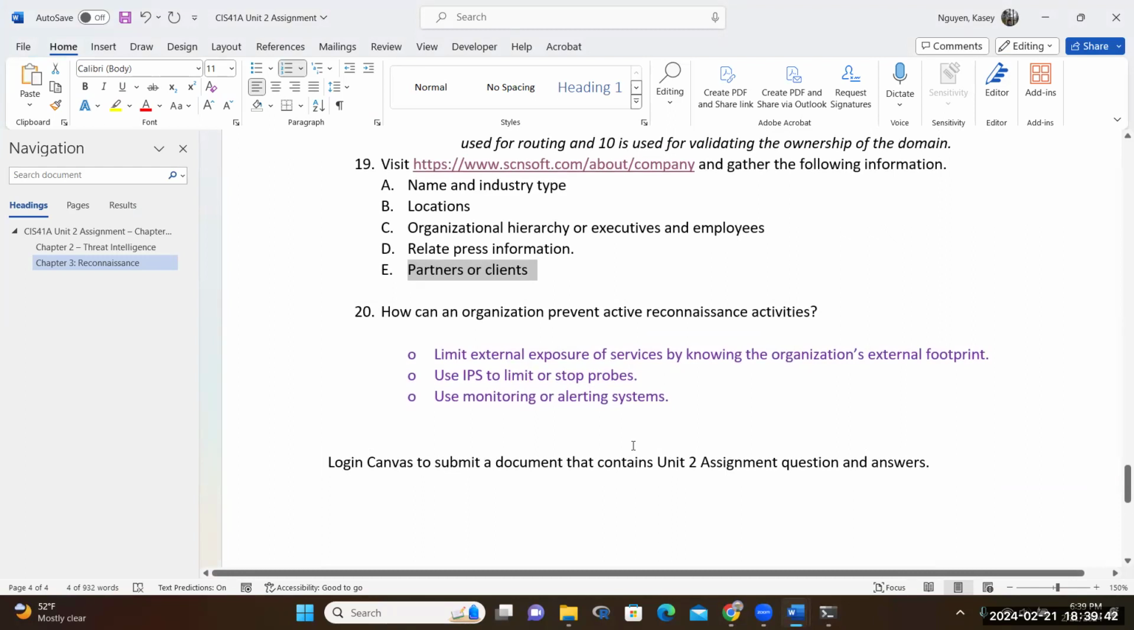And then the last question asks you, how can an organization prevent active recon activities? So if you don't want people to recon you, right, you just make sure that you reduce external exposure of services. So that way it's harder to footprint.